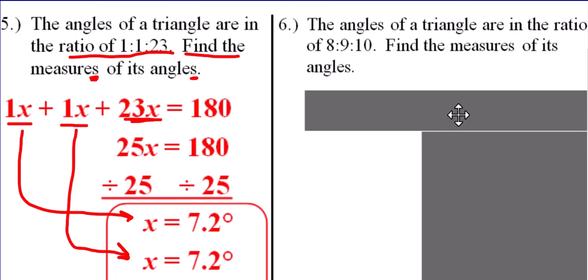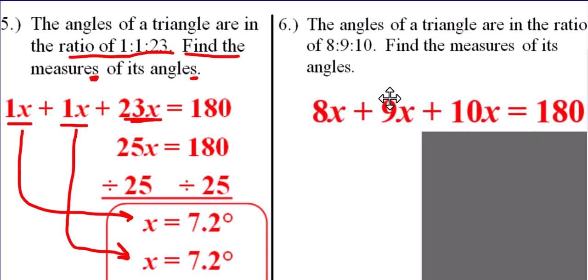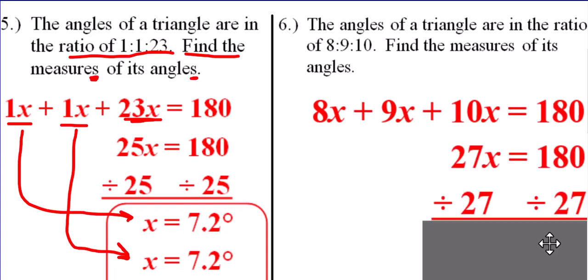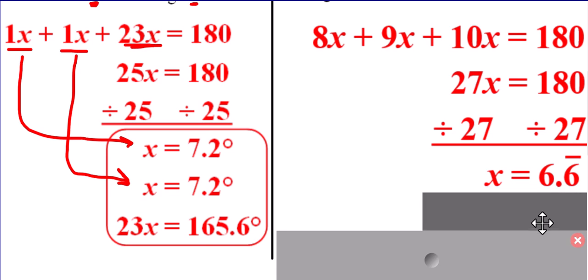Problem number 6. The 3 measures are in the ratio of 8 to 9 to 10, so 8x, 9x, and 10x adds up to equal 180. They are all like terms. Divide by 27, and you get 6.6 repeating. Wait a minute. Is that going to be easy to do in a calculator? No. Please do not think that if it's 6.6 repeating, that you can just type in 6.6. I got news for you. You can't. It is not the same as 6.6. Yes, it matters. You can't just do a rounded version.